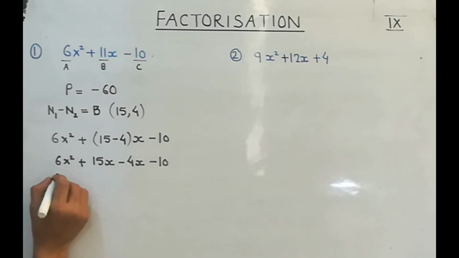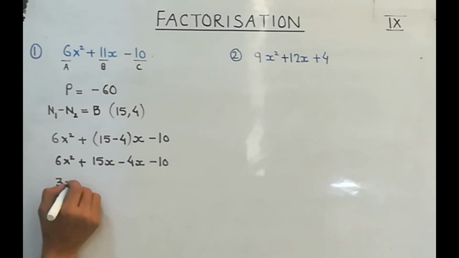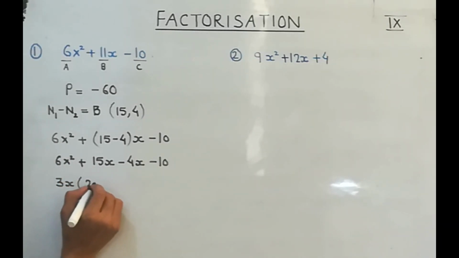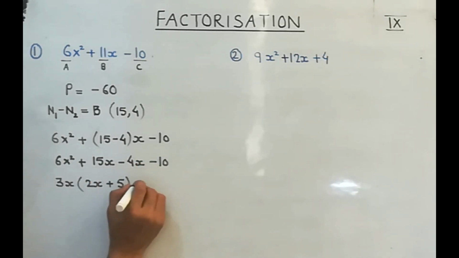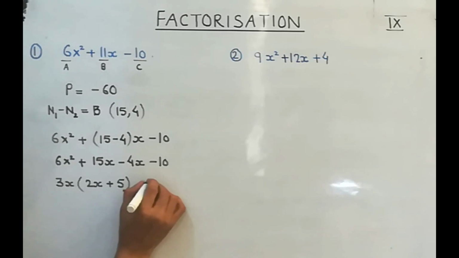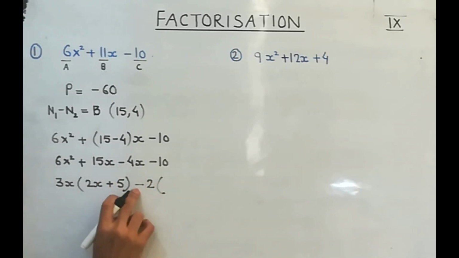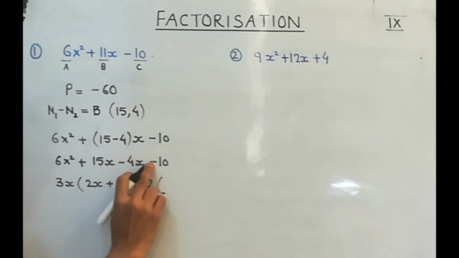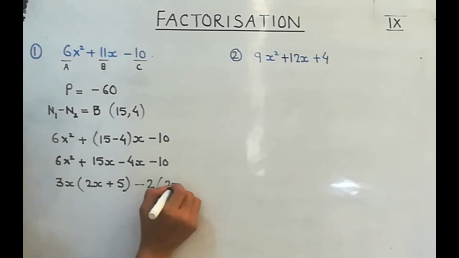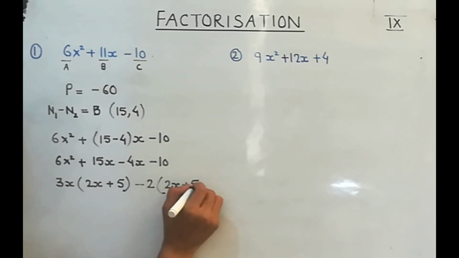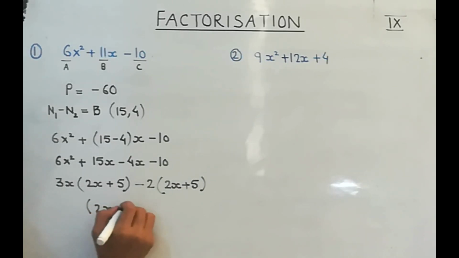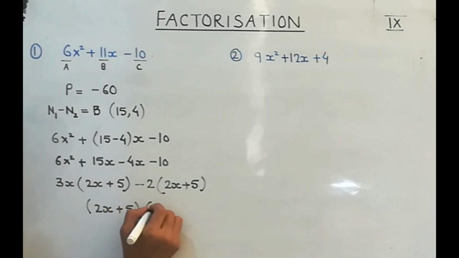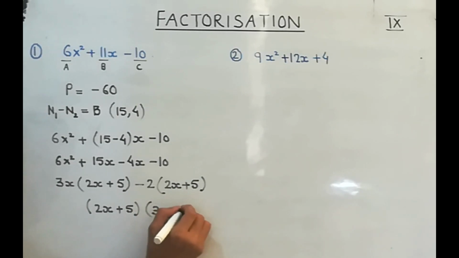Now you take common from here, 3x. So you will be left with 2x plus 5, and here you can take minus 2 common. Whenever I told you, you take minus common, the sign within the bracket will change. So this will become plus 5. So your answer will be (2x plus 5)(3x minus 2). This will be your answer.